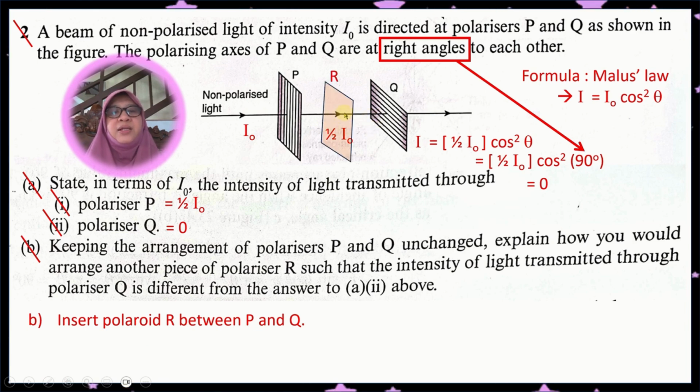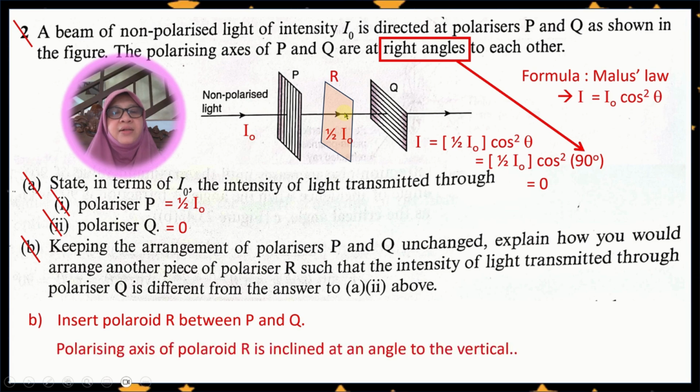So we insert R in between, and this R we can incline at an angle to the vertical of P. So we can incline R so that R and Q are no longer 90 degrees to each other. As shown in the diagram here, for you all to understand what is meant by inserting the polaroid R in between P and Q. So that's the answer.